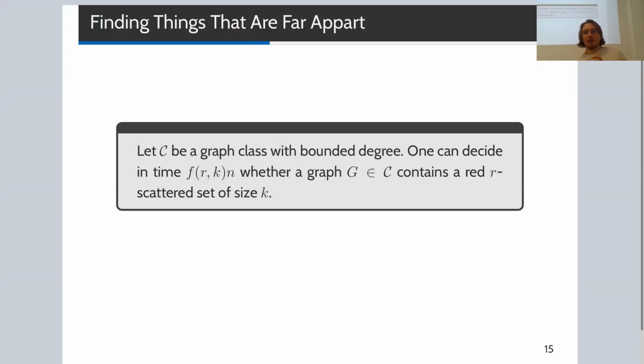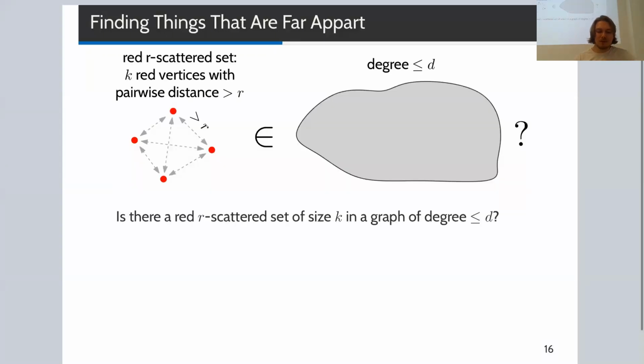And now it's time to prove our first logarithmic tool that we're going to use later on. So I want to show that you can find so-called R scattered sets of size k in a graph of bounded degree. And here's a picture of what an R scattered set is. An R scattered set is something like a generalization of an independent set. In an independent set, every vertex has distance larger than 1 from each other. And here we want k vertices that pairwise have distance larger than R from each other. This is what we call an R scattered set.